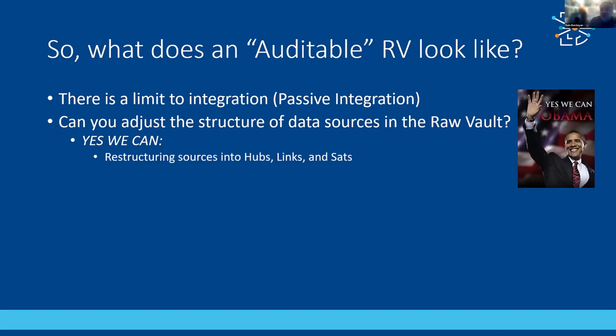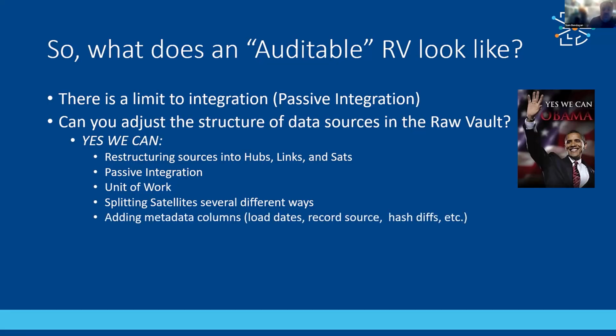Think about how we're already doing it as part of the basic methodology. We restructure sources into hubs, links, and sats. I've never seen a data source that comes with hubs, links, and sats, and yet we restructure it. We do passive integration. We figure out the unit of work. We split satellites several different ways, not necessarily by source. We add metadata columns. So we do lots of things to change the structure.